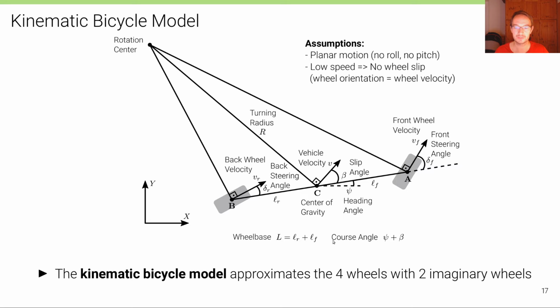And we call the sum of the heading angle psi and the slip angle beta the course angle, which is basically the orientation of this velocity vector. This is in which direction the vehicle, that's represented by the center of gravity, is moving at a particular point in time. And of course we have to sum up psi and beta in order to arrive at the orientation of that vector. That's the kinematic bicycle model. And now we're going to use all of this in order to derive some useful equations, in order to derive how the vehicle moves.